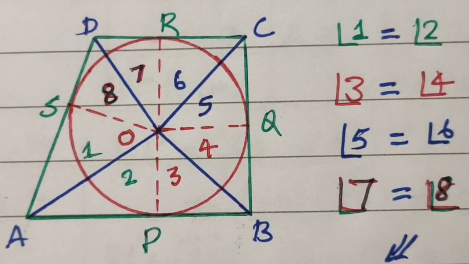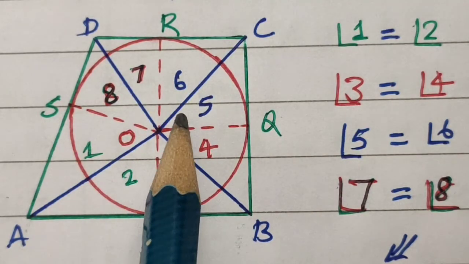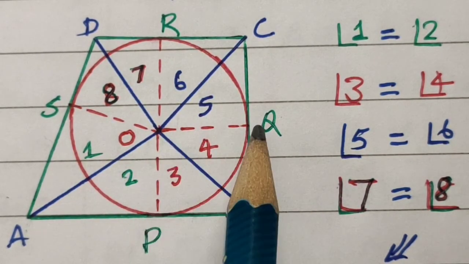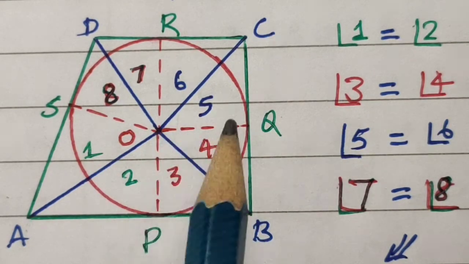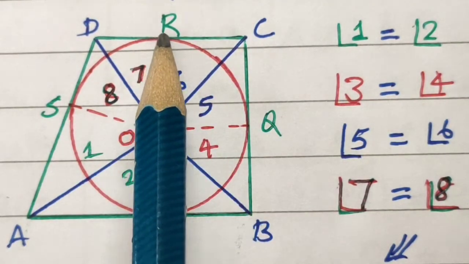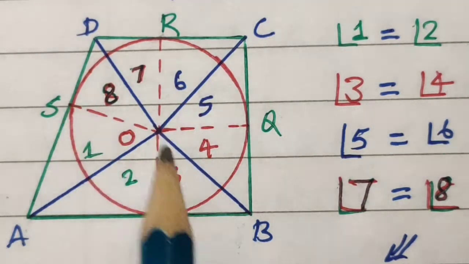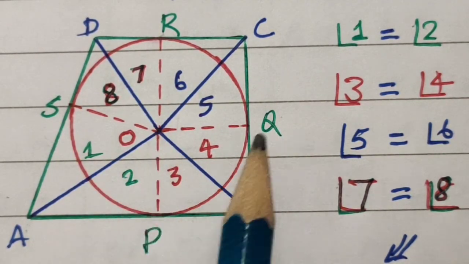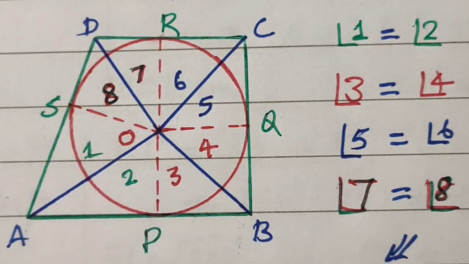We'll rewrite the picture like this. Originally they have given ABCD as a quadrilateral. They asked you to find out this plus this is equal to 180 degrees, and this plus this is equal to 180 degrees. So we are just joining the tangent points on the circle with the center. This PQRS are the tangent points on the circle, so we join these.